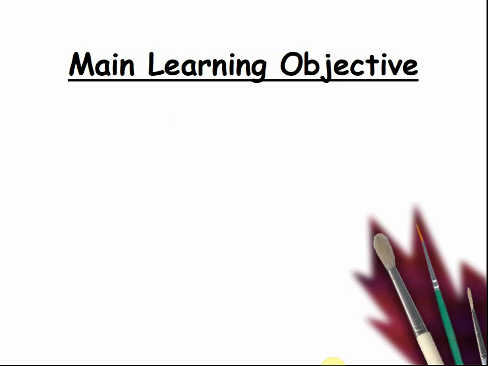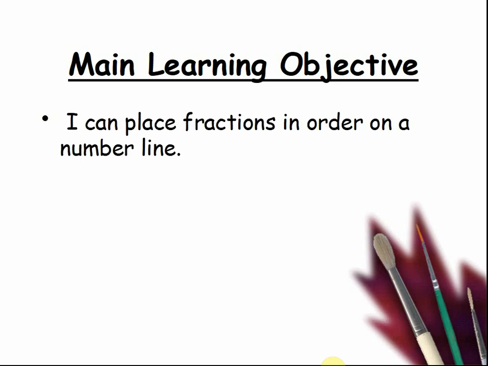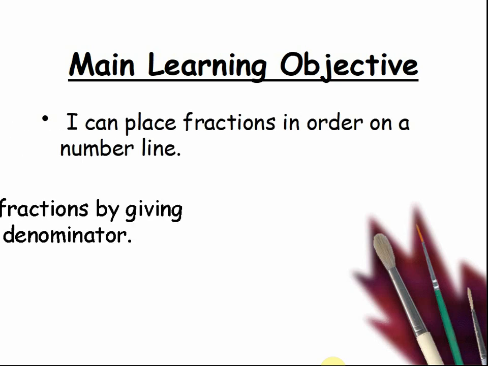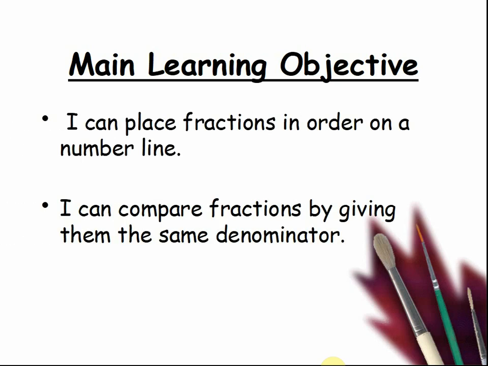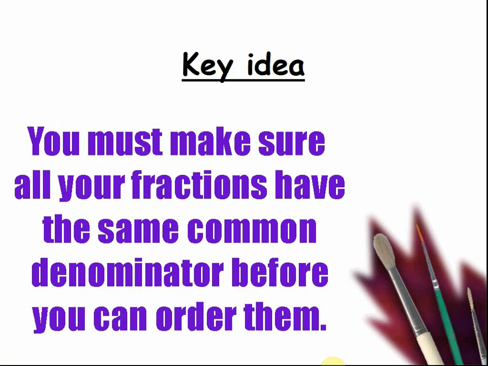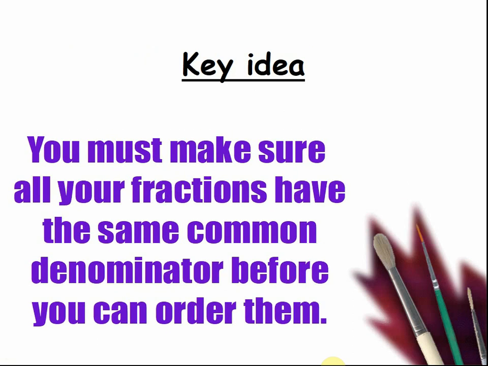Main learning objective: I can place fractions in order on a number line. I can compare fractions by giving them the same denominator. You must make sure all your fractions have a common denominator before you can order them. That is the key idea, the big idea here. A common denominator means the same number on the bottom.